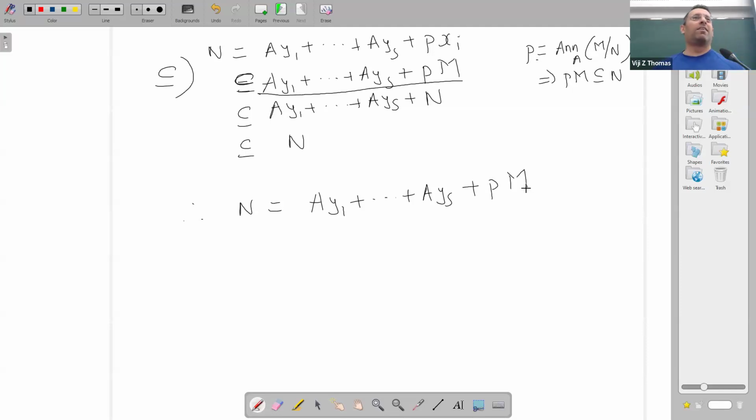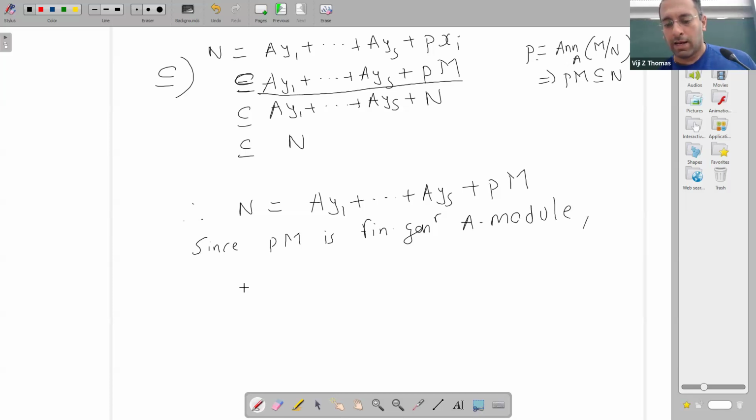Now, can you help me finish? I think the proof should be clear from now. What was the hypothesis that I said we have not used yet? Pm is finitely generated. So the first part, A y1 to ys, is finitely generated. Now Pm is also finitely generated. So N is finitely generated, since Pm is a finitely generated A module. N is a finitely generated A module.